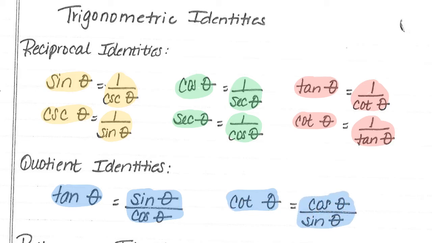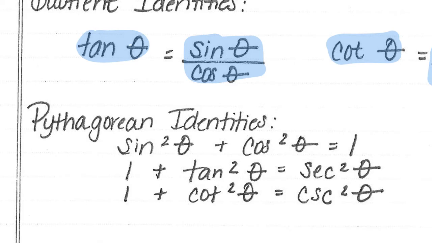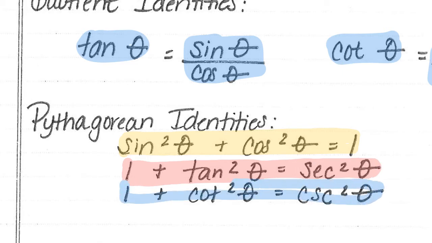Now, the new identities that we do need to know are our Pythagorean identities. Sine squared theta plus cosine squared theta is equal to 1. And this is really the only one you need to know, and I'll show you why. 1 plus tangent squared theta is equal to secant squared theta. 1 plus cotan squared theta is equal to cosecant squared theta. So you're probably extremely curious why I say you only need to know the 1.